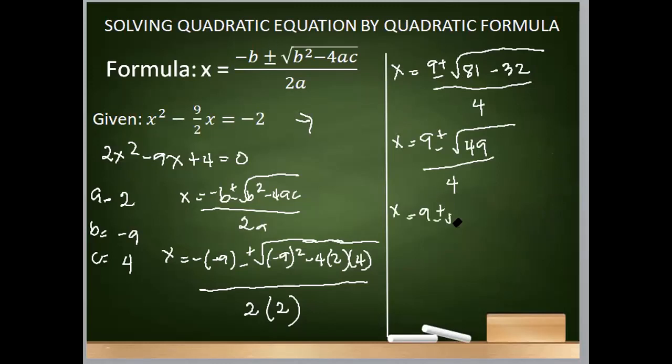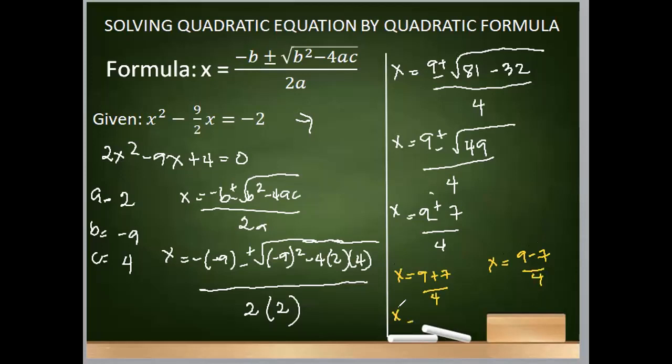What is the square root of 49? That is 7. The square root of 49 is 7 all over 4. So, paghiwalayin po natin silang dalawa. So, x, I'm going to change the color. So, x is equal to 9 plus 7 divided by 4. And x is equal to 9 minus 7 over 4.